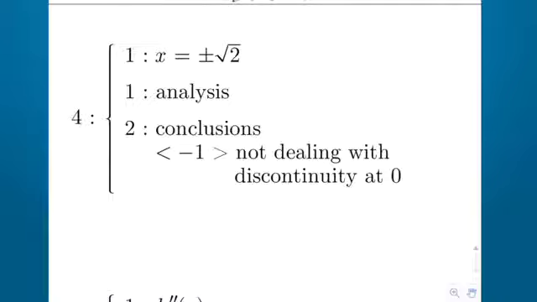They don't do that anymore. Now you have to write the sentence. So you're going to get 2 points, 1 for each correct answer. Local min at negative square root of 2, check. Positive square root of 2, check.